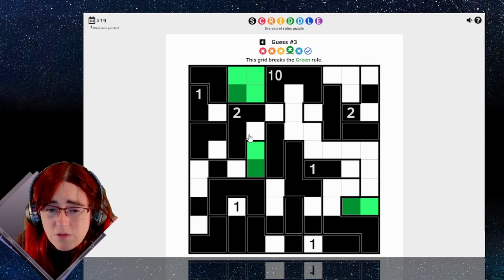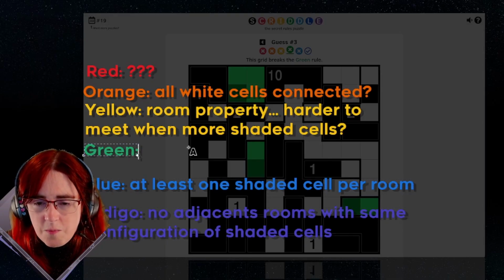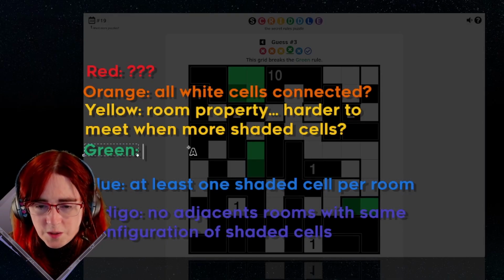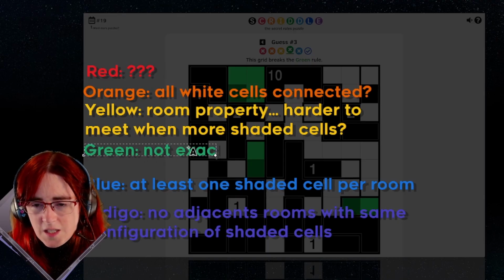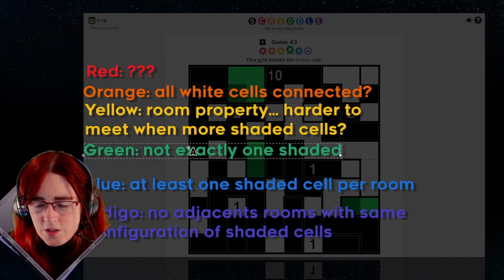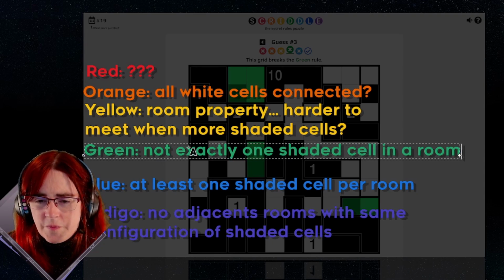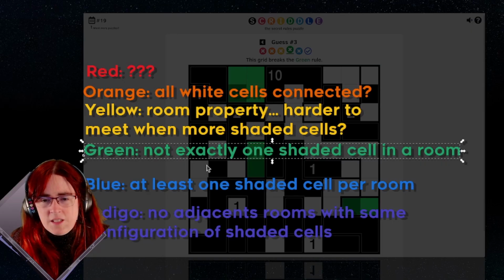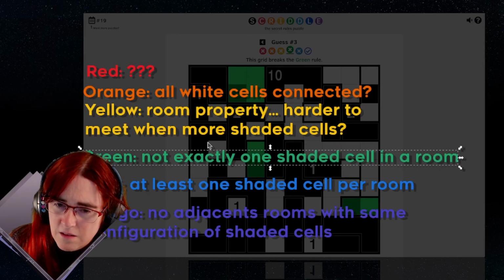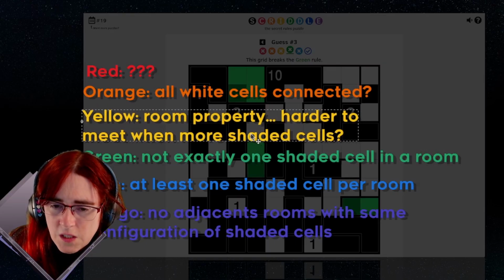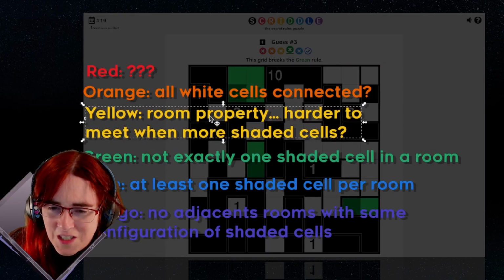Looks similar for guess 3. Okay, so let's put that in for the green rule. So that's a bit redundant with the blue rule, isn't it? Not exactly one shaded cell in our room. So that means that every room must have at least 2 shaded cells, we think. Which is unfortunate because the yellow room property seems to be easily broken when we've got lots of shaded cells.